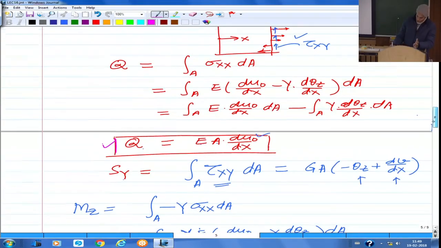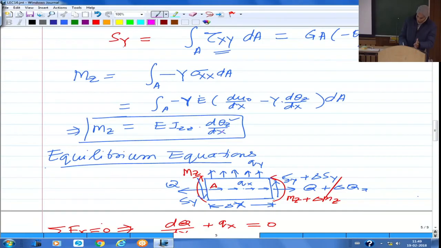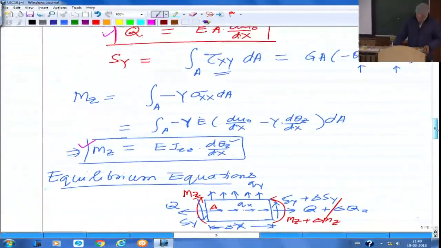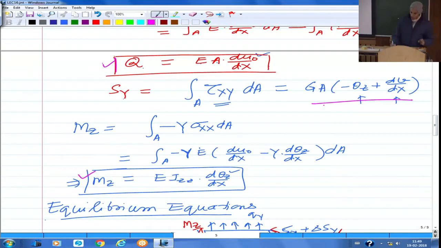So obviously du naught by dx is a kind of secondary variable, because it is relating to the axial force. It's a force quantity. Similarly, d theta z by dx is used in defining the bending moment, so d theta z by dx is also a secondary variable. Same way, in the expression for shear force, minus theta z plus dv by dx together define the shear force. Although theta z comes together with dv by dx, dv by dx alone is coming in defining the shear force Sy. So it's no longer a primary variable.